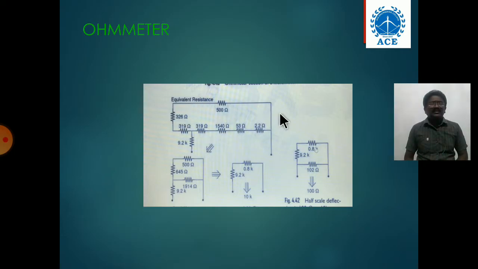So here this is the first section. Now consider the equivalent of the first section. So you will get like this. Again simplify them. Here you will get a 10K value. This is the 1 mega ohm. Now we have to connect 120 ohms across these two resistances. Simplify them, then you will get 100 ohms. So this is the off scale deflection resistance. You can simplify like this also.